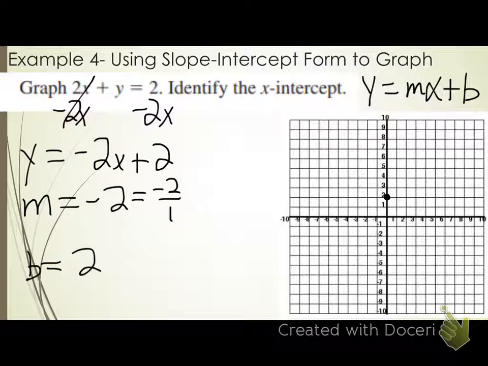Very good. I'm going down 2 because it's a negative 2, and then I'm going right 1 because it's a positive 1. And then I'm going to put my next point. I always start from my y-intercept when I start counting. Always start from the y-intercept. So for my y-intercept, I'm going to go down 2, right 1, put a point.